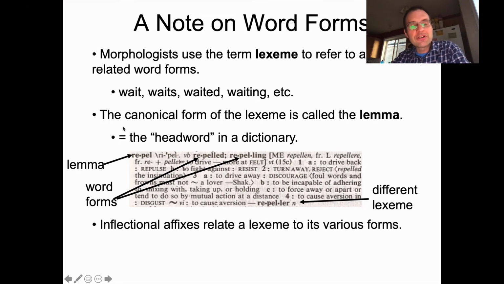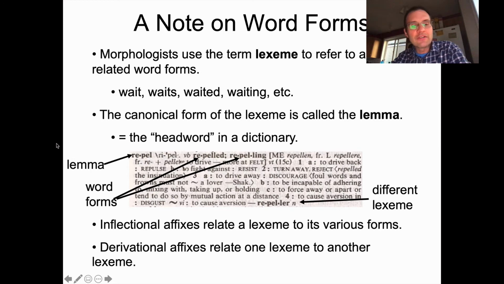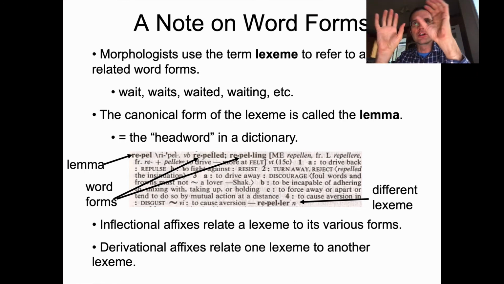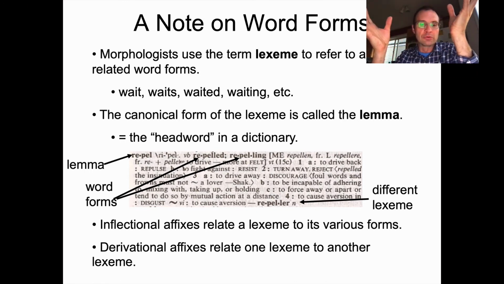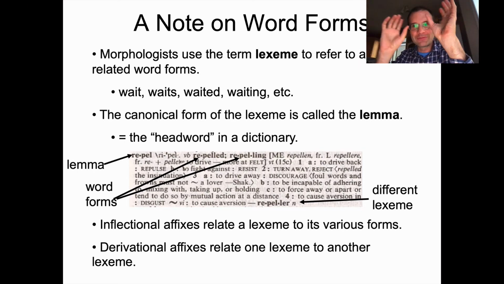Okay, inflectional affixes relate a lexeme to its various forms. The derivational affixes relate one lexeme to another lexeme. So they have a different status, therefore, in terms of our morphological rule sets. One is creating new words, and the other is just creating new word forms as part of our grammar of the language.